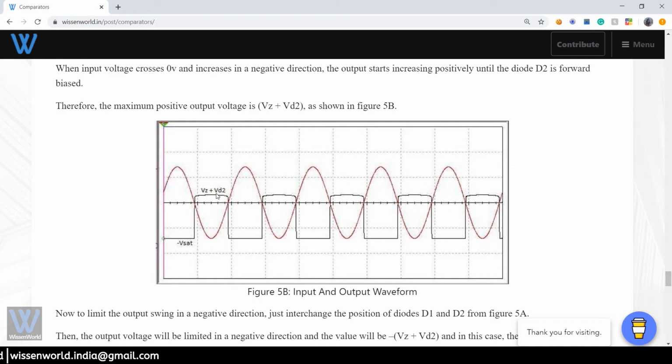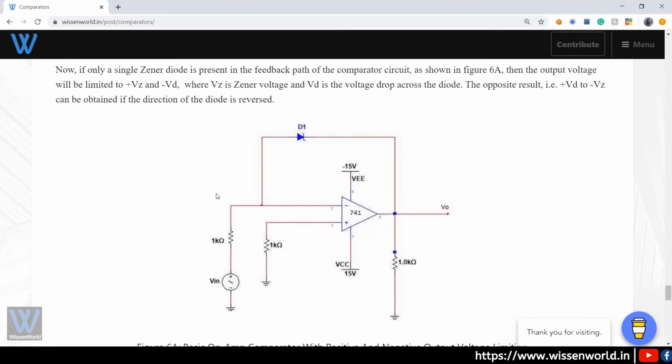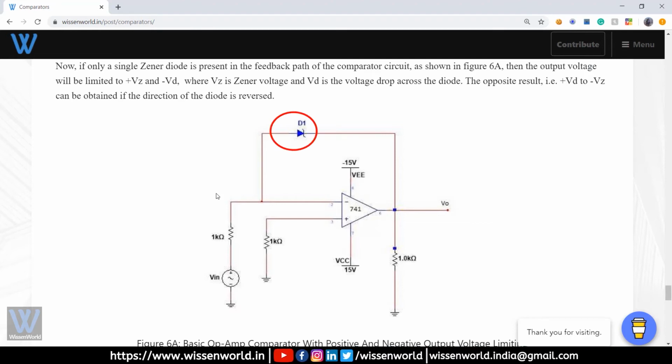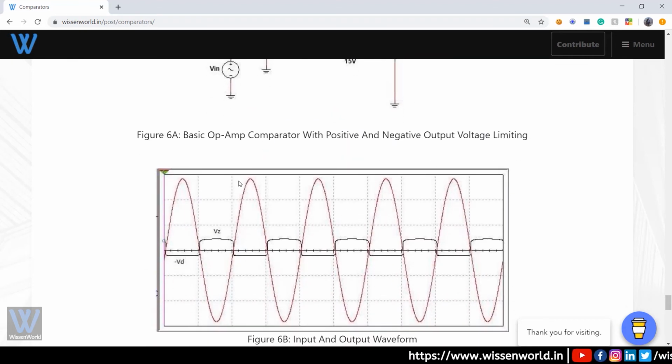Now there is one more case, that is when only one Zener diode is present in the feedback circuit. See this circuit here. In this circuit we have used only one Zener diode. When the input voltage crosses 0 volts and increases in a positive direction, the output voltage will be the voltage drop across this Zener diode. And when the input voltage increases in a negative direction, the output voltage will be the cutoff voltage of this Zener diode. You can see the output in this figure.